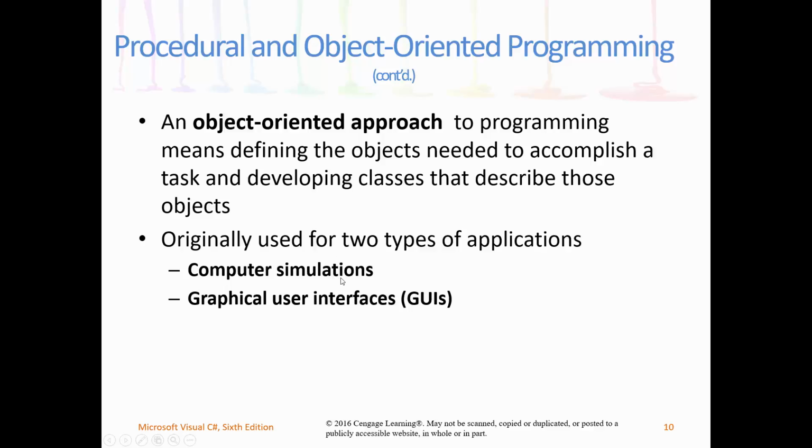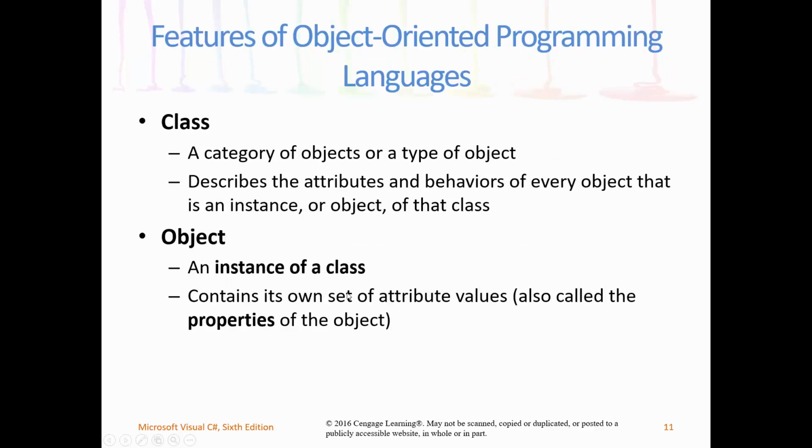If I create a GUI or a graphical user interface on the screen, and let's say I put two buttons on it, they're both button objects. They're both part of a button class. So again, a class is a category of objects, or a type of objects. It's a blueprint. It describes the attributes and the behaviors. Each instance of a class is an object.